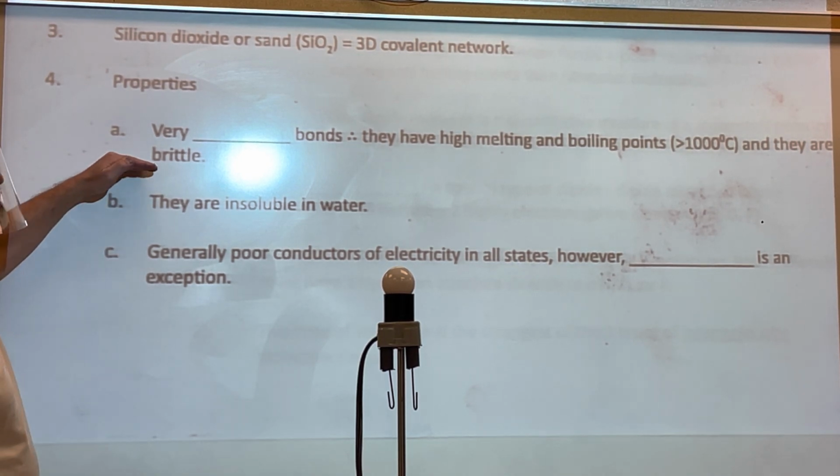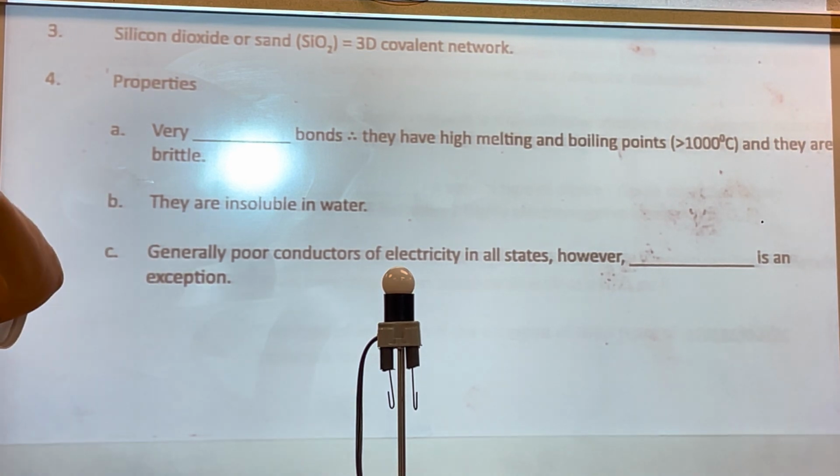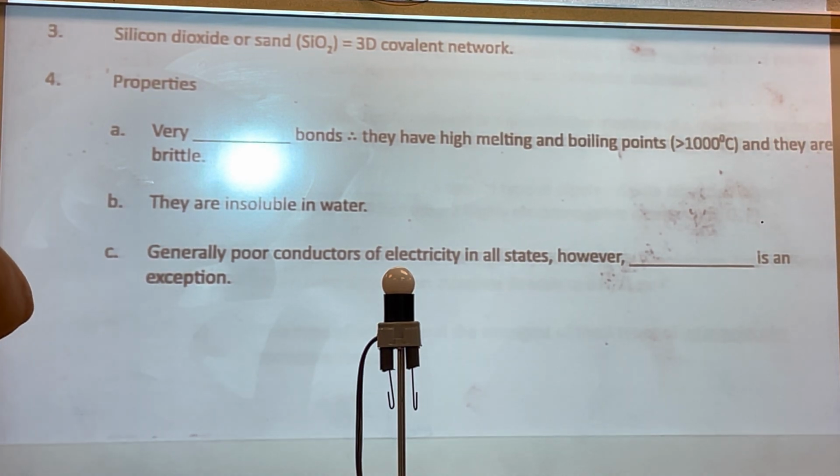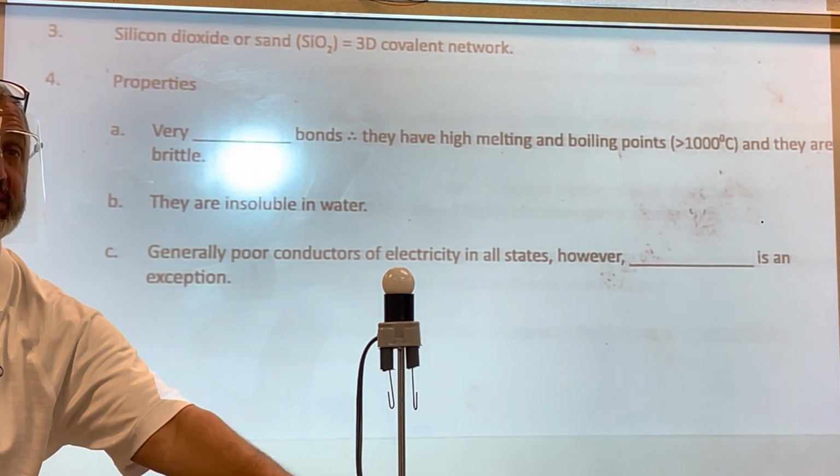Okay, so those are the properties of covalent network: high melting point. Notice that of the three substances so far, ionic, metallic, and covalent network, they're all high melting points, all going to be solids at room temperature. We can explain that based upon how strongly bonded they are to one another.